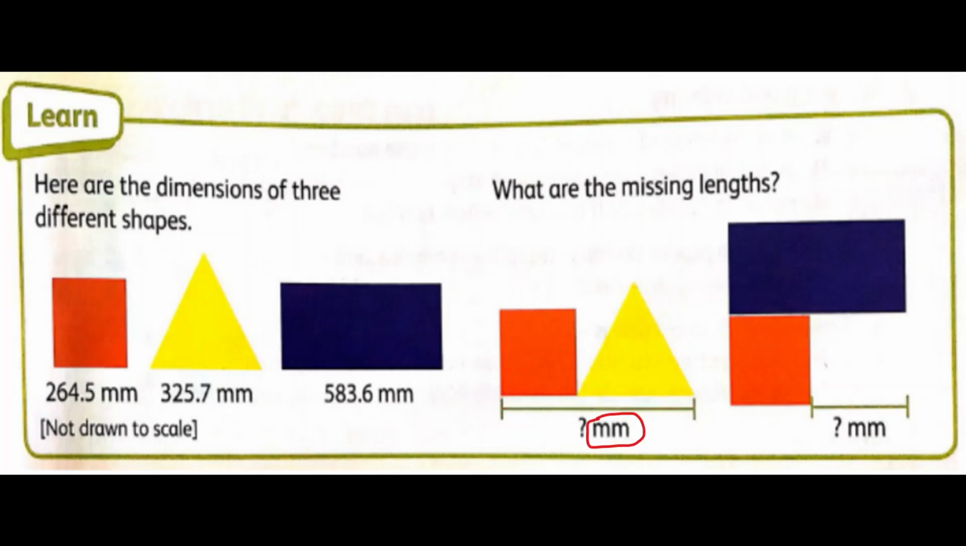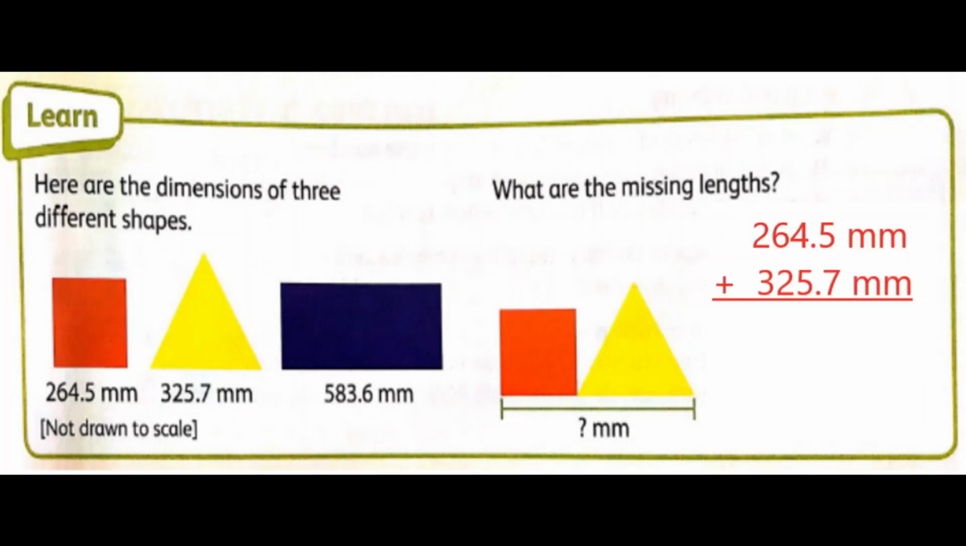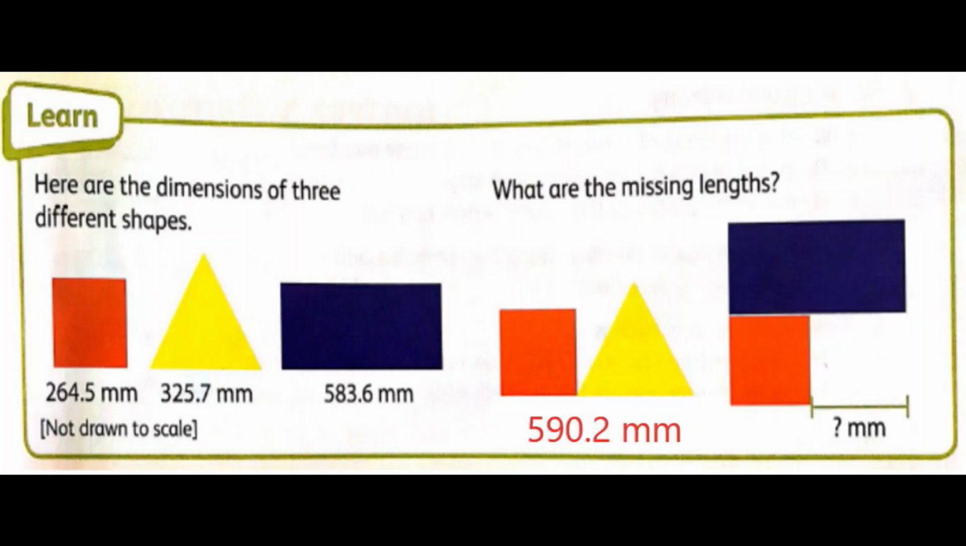So what we're simply going to do is take the 264.5 millimeters and add it to the triangle's measurement, which is 325.7 millimeters. We add those 2 together, and we get a measurement of 590.2 millimeters. That's how we're going to find the missing length for the first measurement on this side.